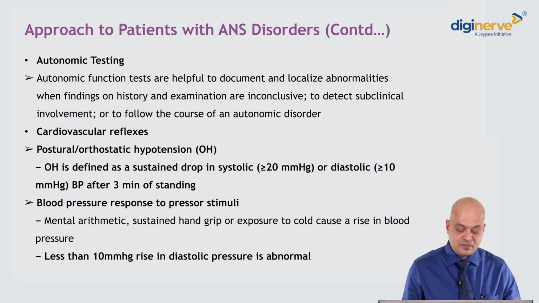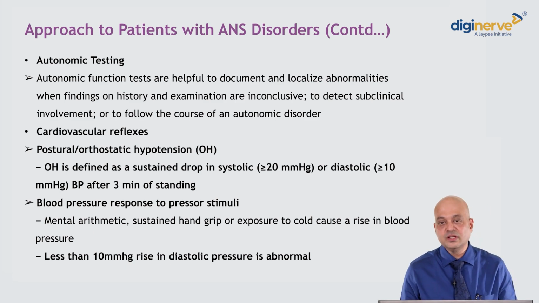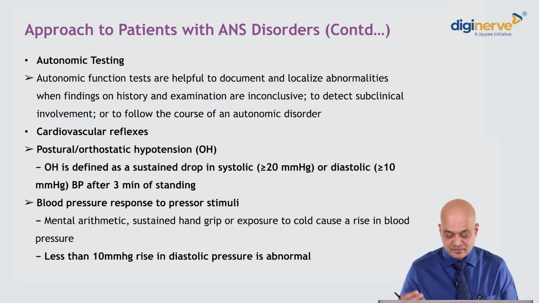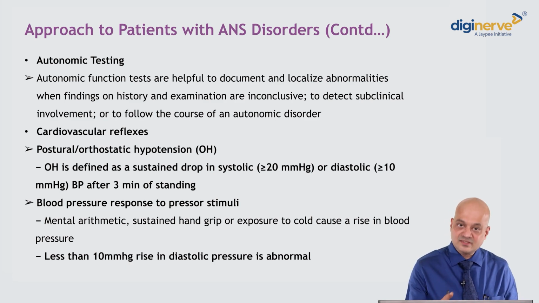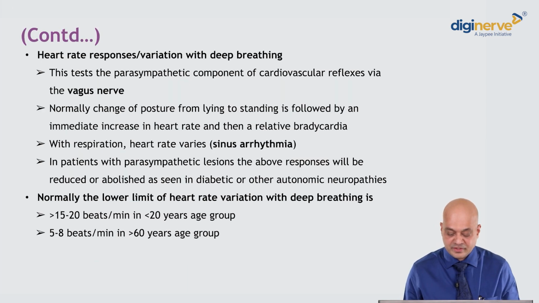Cardiovascular reflexes, such as postural hypotension, which is defined as a systolic drop of more than or equal to 20 millimeters of mercury and a diastolic drop of more than or equal to 10 millimeters of mercury. Blood pressure responses to pressor stimuli basically include asking the patient to do some mental arithmetic, sustained hand grip, or exposure to cold, which can cause a rise in the pressure. A less than 10 millimeter rise of diastolic is abnormal and can point to an autonomic dysfunction.